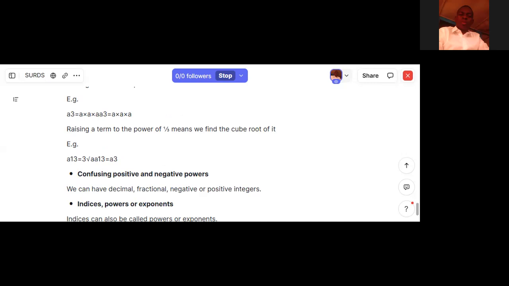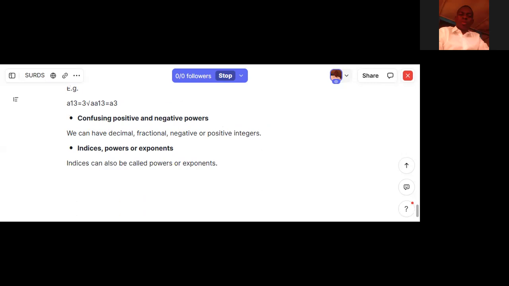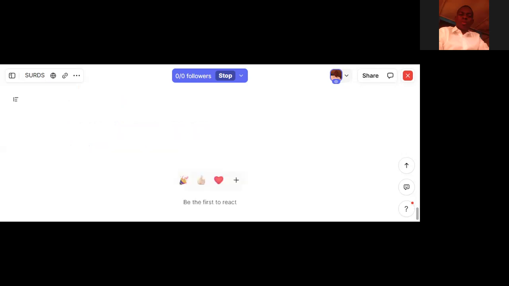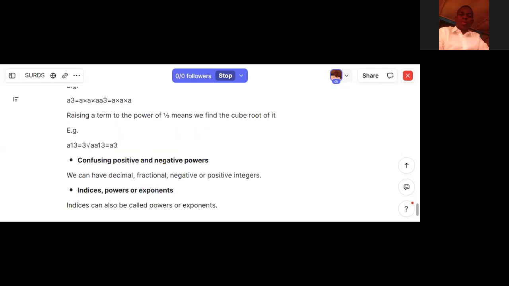Now we also have indices, powers or exponents. Indices can also be called powers or exponents. I trust there's still a lot on this course.